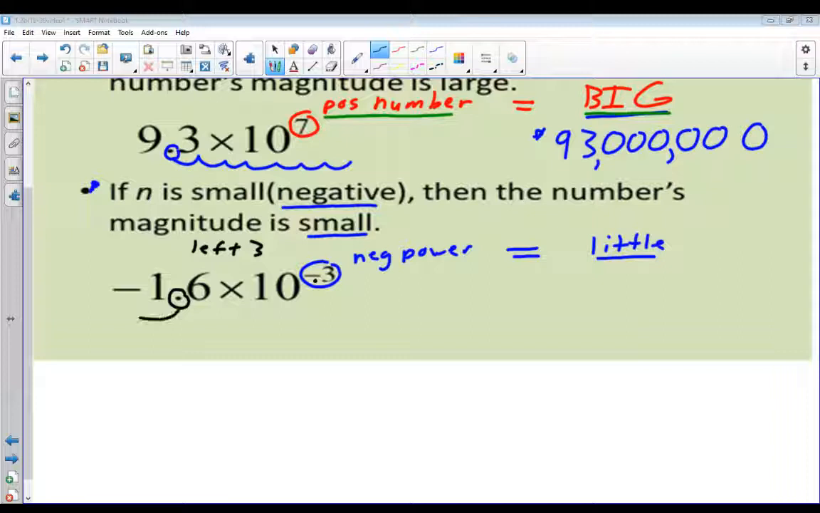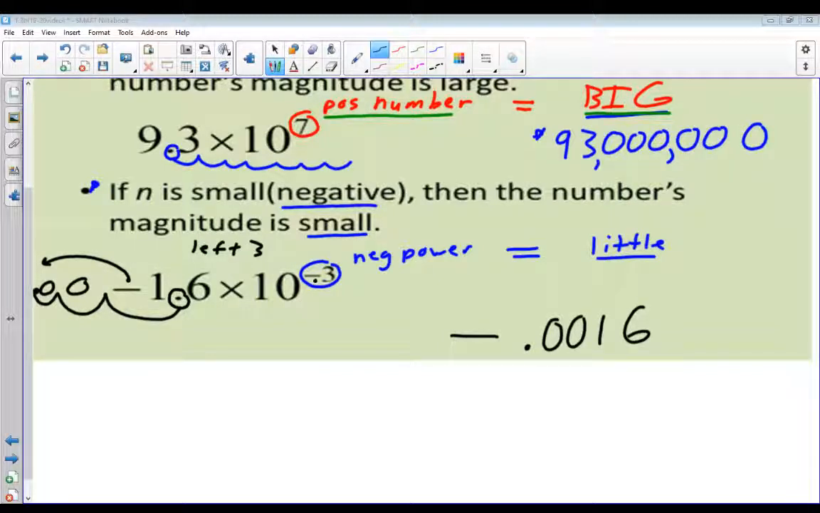So let's go ahead and do that. 1, 2, 3. And fill in zeros in those places. And just so you know, if this negative is bothering you right here, you can go ahead and put it in the front. So go ahead and put that negative in the front and then write 0.0016. And sure enough, taking a look at that number, it is a very little number.